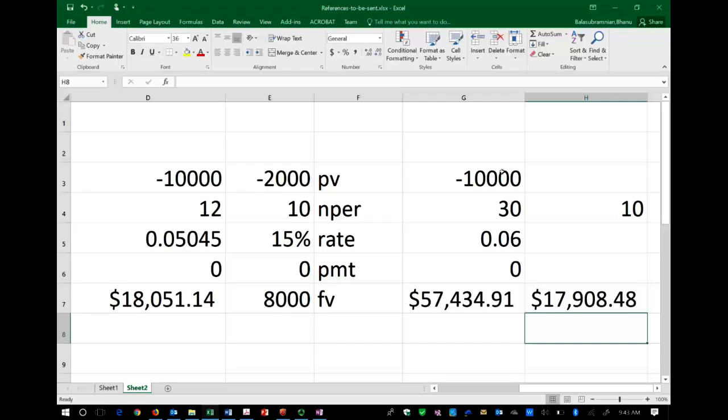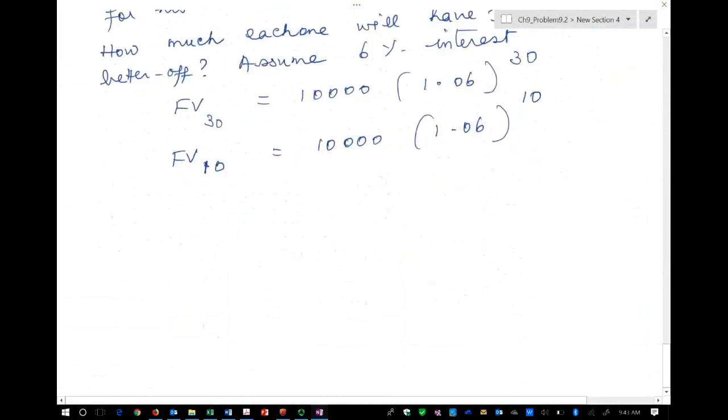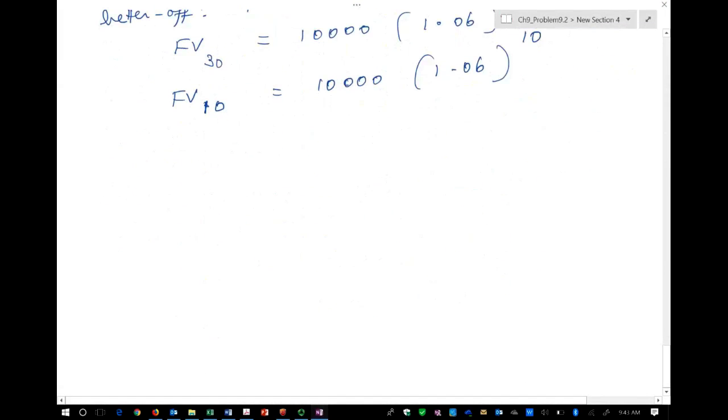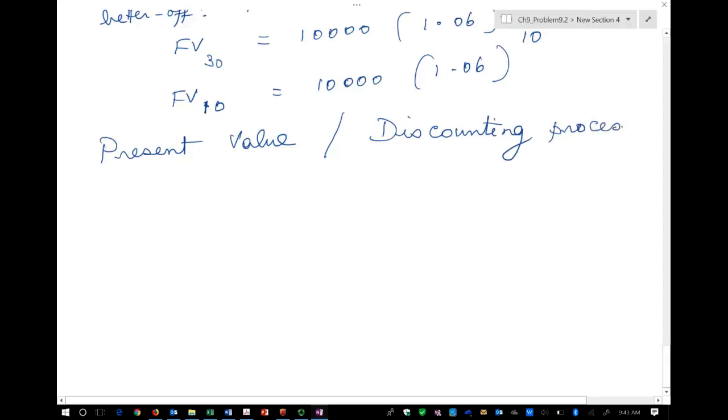Okay. Now I am going to reverse this. How am I going to reverse this? Let me frame the same question like this. What is called present value, or the discounting process. What we did so far is the compounding process. What we are getting into now is the discounting process.